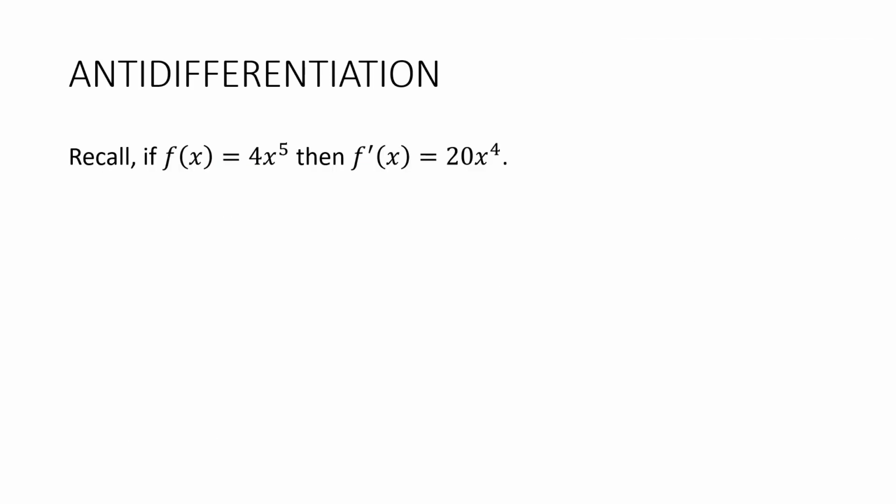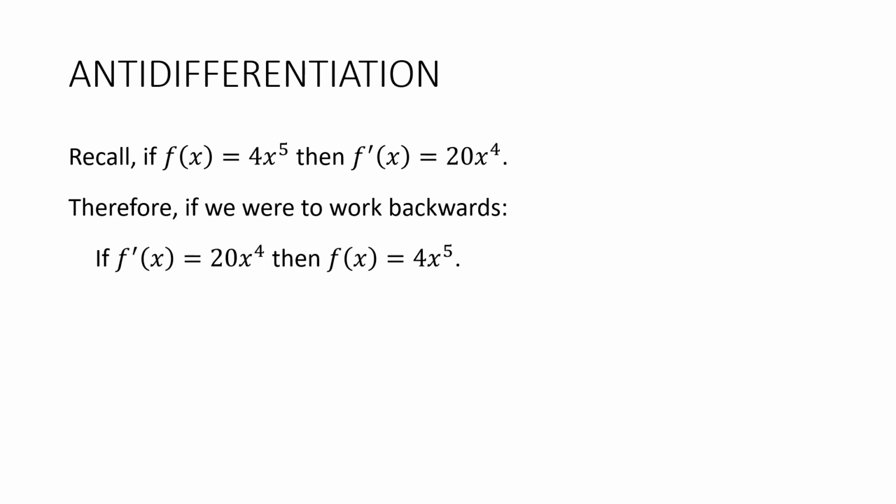So let's start with anti-differentiation, the reverse process of differentiating. So recall, if f of x is equal to 4x to the power of 5, then f dashed of x, the derivative, will be 20x to the power of 4. So if we were to work backwards, then if f dashed of x is 20x to the power of 4, then the antiderivative must be 4x to the power of 5.